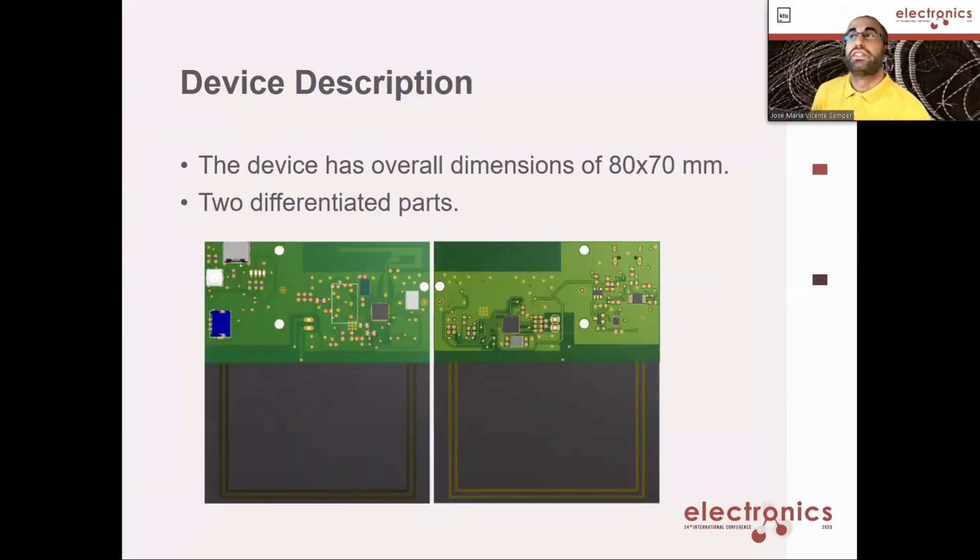The proposed design has two clearly differentiated parts and has overall dimensions of 80 by 70 millimeters. On the upper side, we can see the rigid part with all the physical components and the Bluetooth antenna. The bottom part has the NFC antenna and it's made with a flexible material for reader comfort.